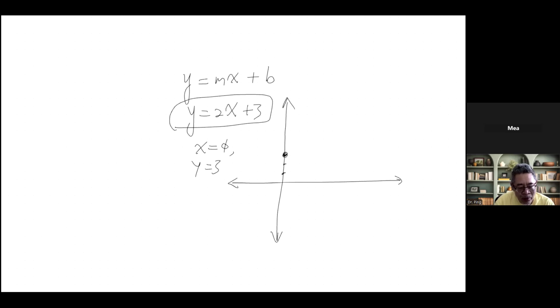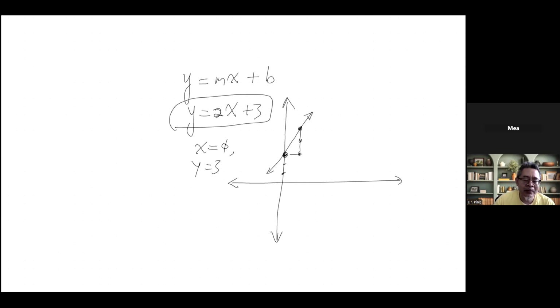And then based on the slope, we find the second point. So the slope is 2 over 1, so we go right by 1 and go up by 2. And then we've got the second point. Once we have that second point, we connect them. So that's how we graph it.